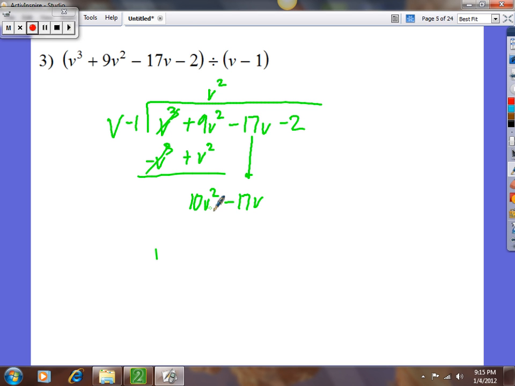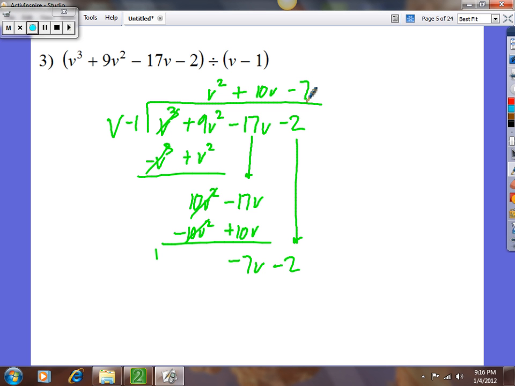So 10v squared. What can I times v by that's going to give you 10v squared? The answer is 10v. So 10v times v is 10v squared, and 10v times a minus 1 is a minus 10v. Change the signs, make that negative, make that positive. That's a 0, and this is a negative 7v. Bring down your next term, minus 2. What can I times v by to get a negative 7v? You're looking for a negative 7. So negative 7 times v is a negative 7v.